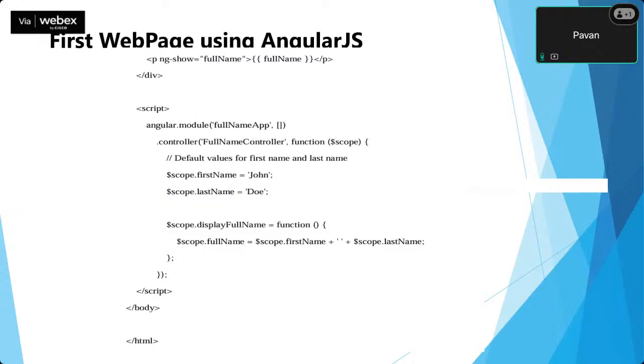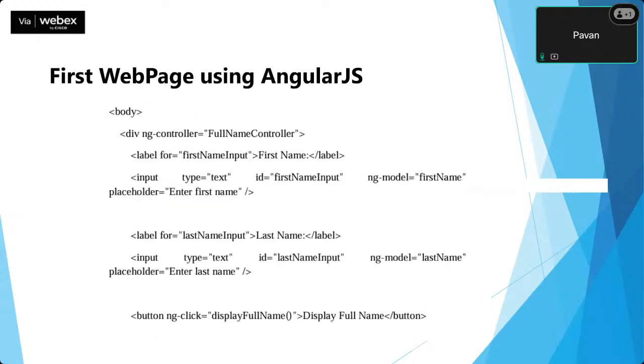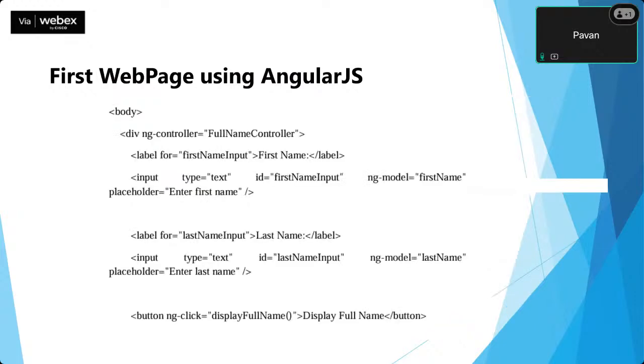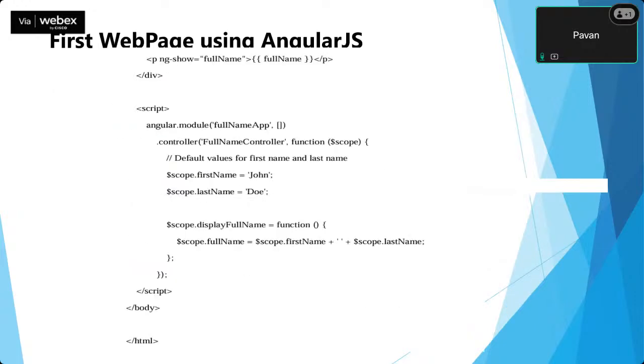So inside the script, we have angular.module. As I said before, to create a module, we have to write this syntax, that is angular.module. Inside that, we have to write the app name that we have mentioned in the HTML tag here, ng-app, that is full name app. We have to write it here also, because that is the name of the module and the application.